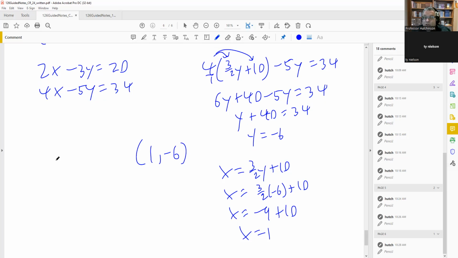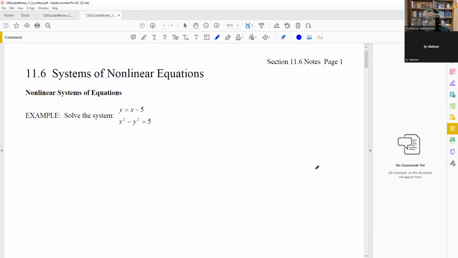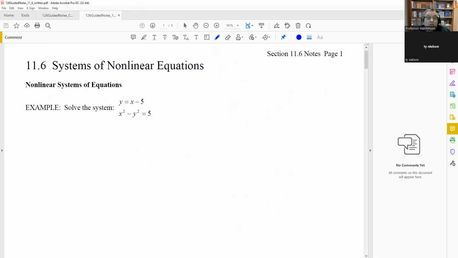Okay, so we're done now with the CR 24 section. And now we're going to go on to the last section of new material that we'll do for this course, and it's going to be 11.6. So we've done systems of linear equations. Now we're going to take a look at systems of nonlinear equations, and that's going to be in the next section, section 11.6.